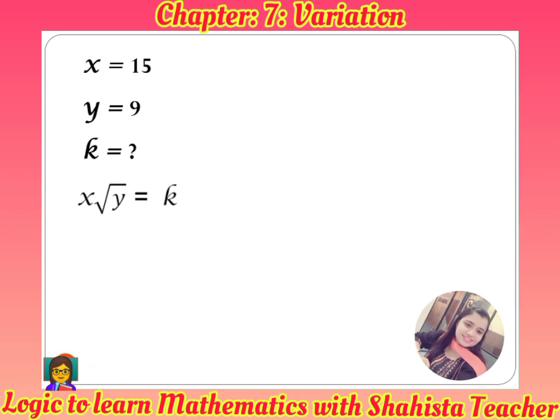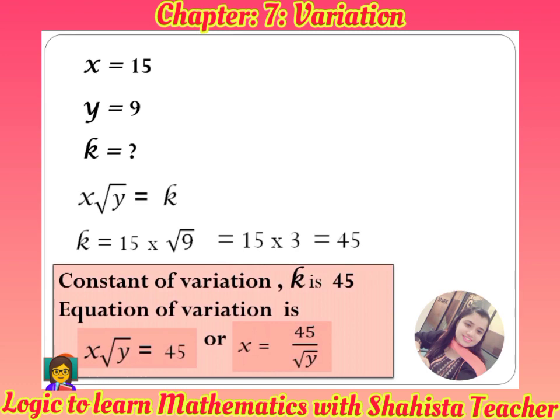So here x root y is equal to k. X value is 15. In the place of root y we will put there 9. So k is equal to 15 multiplied by root 9. Root of 9 is 3. So 15 multiplied by 3 is equal to 45. That means k is equal to 45. Constant value is 45. So here constant of variation k is 45. Equation of variation is x root y is equal to 45.